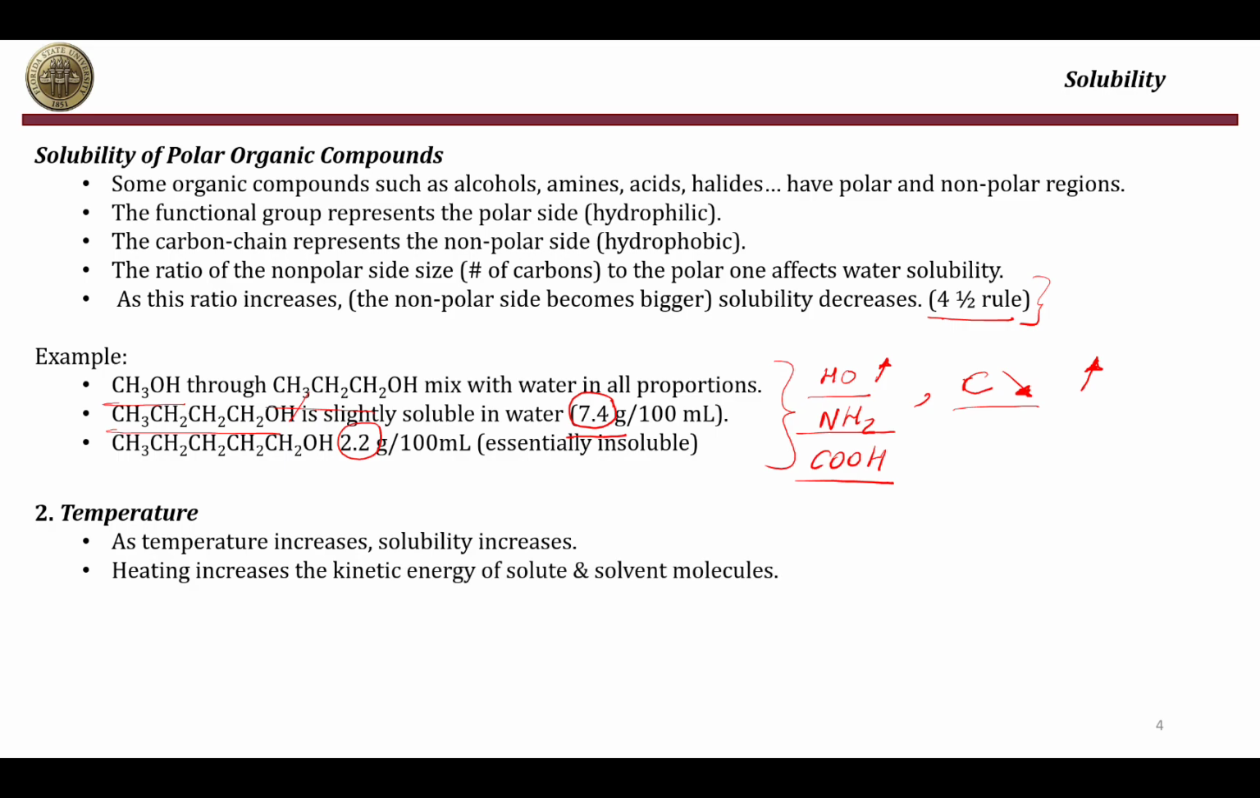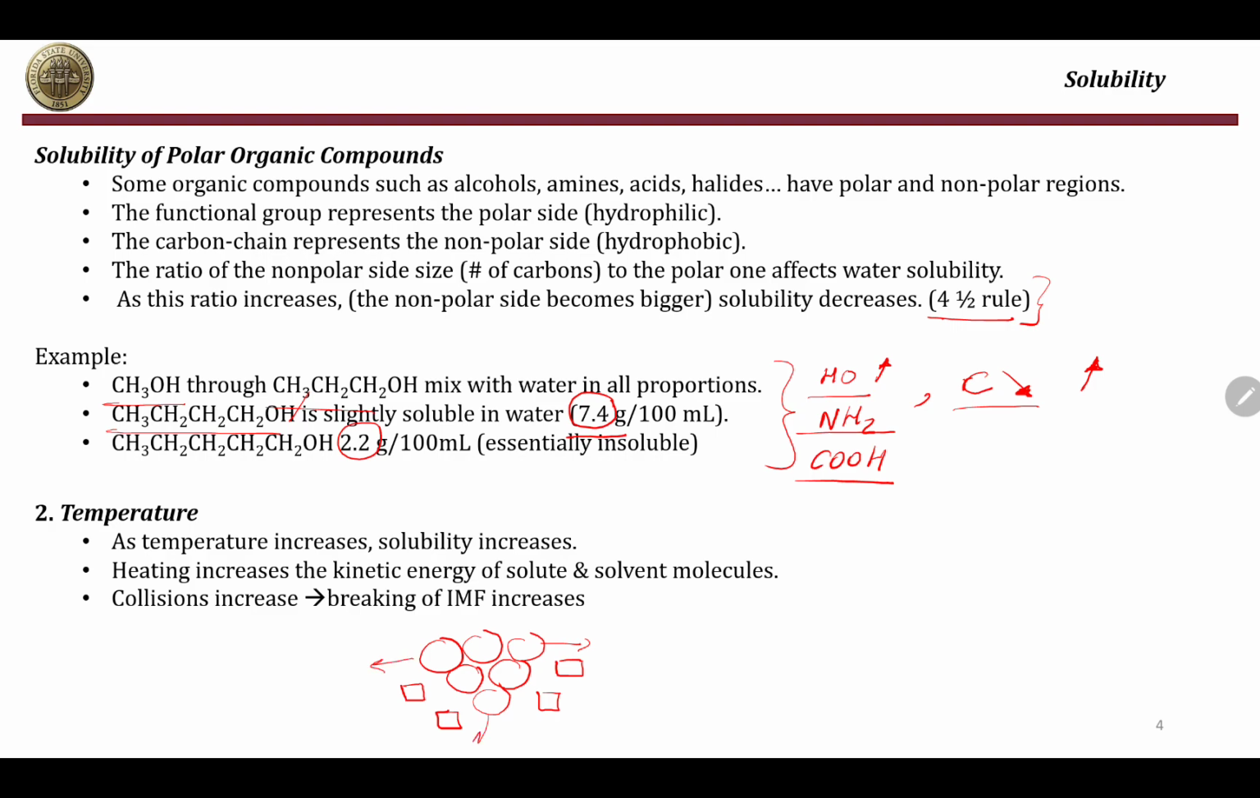Why is that? Because heating increases the kinetic energy of solute and solvent molecules, and that's why collisions increase, and this helps in breaking the intermolecular forces and promoting solubility. So how does this work? Originally, the solvent molecules will be next to each other because of the intermolecular forces which exist between them. The solute molecules will be outside this shape. However, upon heating, the molecules will start to move at high speed and in different directions.